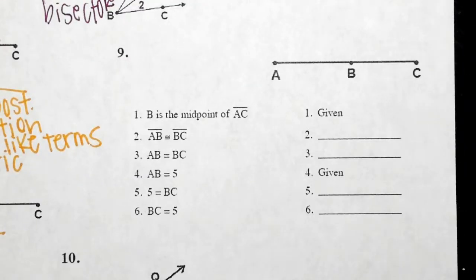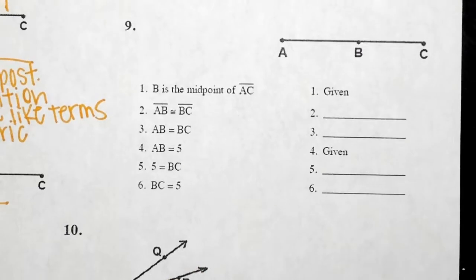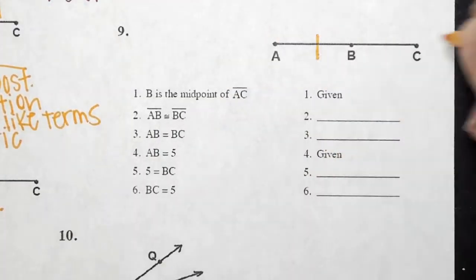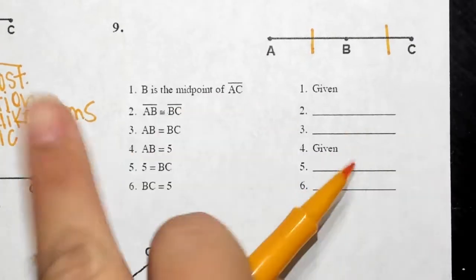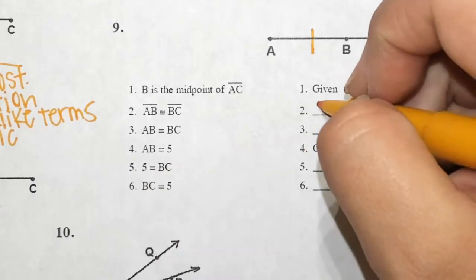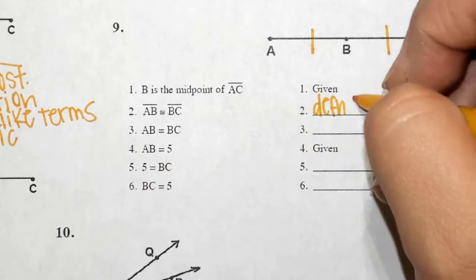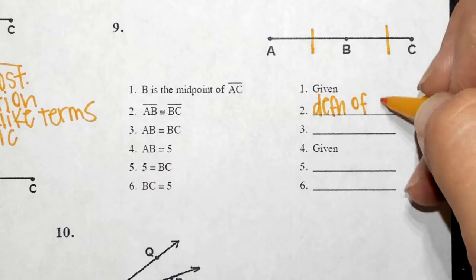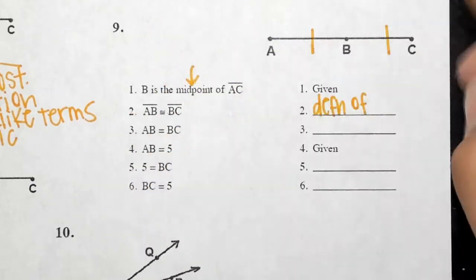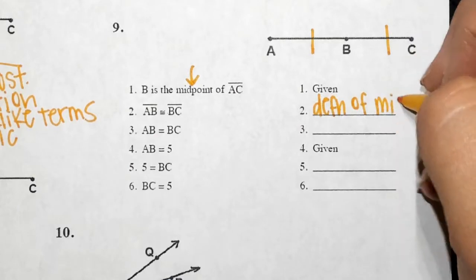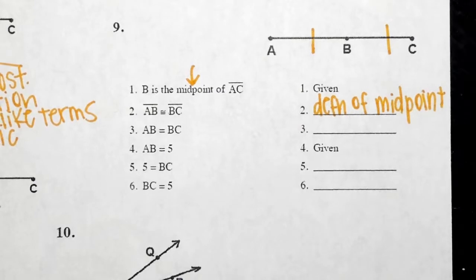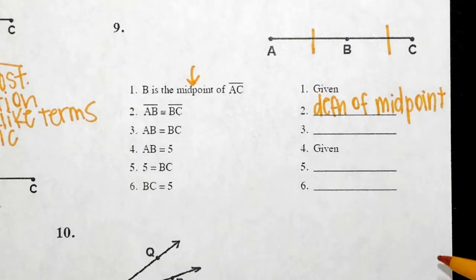Okay, number 9. B is the midpoint, which means AB is congruent to BC, which is what they wrote. What is the reasoning for this? Definition of? No. What's this key word right here? Midpoint. If it says midpoint, you're probably going to use definition of midpoint. Okay?